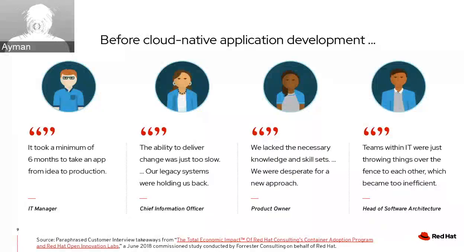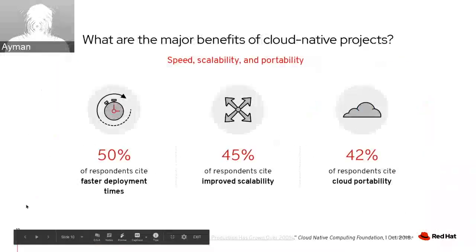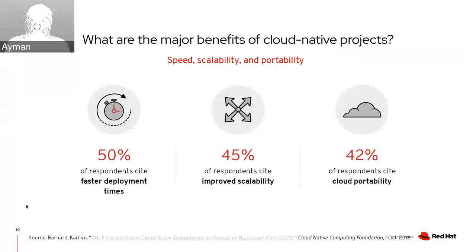But right now we have to think about the economics of cloud native development. There are a lot of studies that can help us to do that. 50% of the people report faster deployment, 40 to 45% improved scalability, and 42% improved portability. There are so many business cases that we can work on together with the customers to present and talk about. There are tangible benefits that we can get out of adopting cloud native.